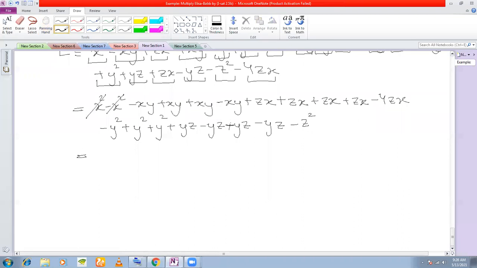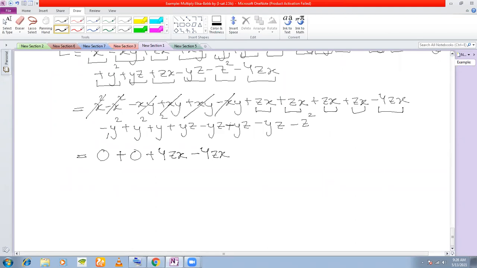See, plus x square minus x square will cancel to give you a 0. Now what happens? This minus xy plus xy will cancel. Also this plus xy minus xy will cancel. So again you get a 0. Next, you have a zx, a zx, a zx, and a zx. So you have 4zx plus 4zx. And with the negative sign, you have 1zx, so minus 4zx. In fact, these two will also cancel later on.